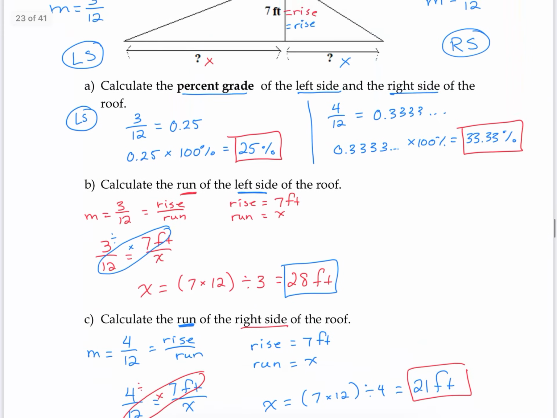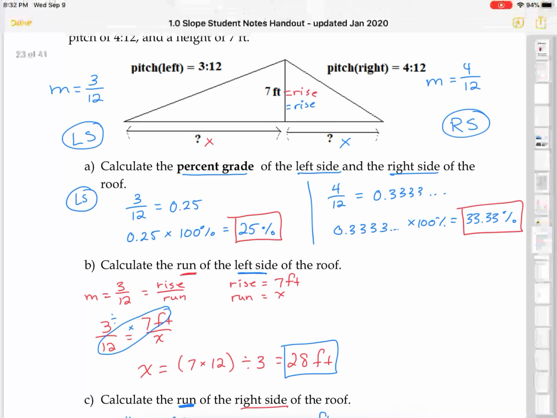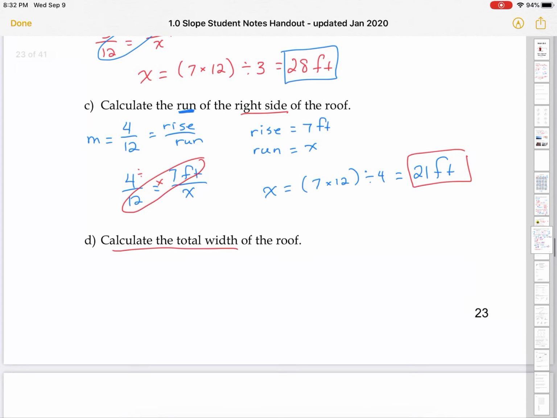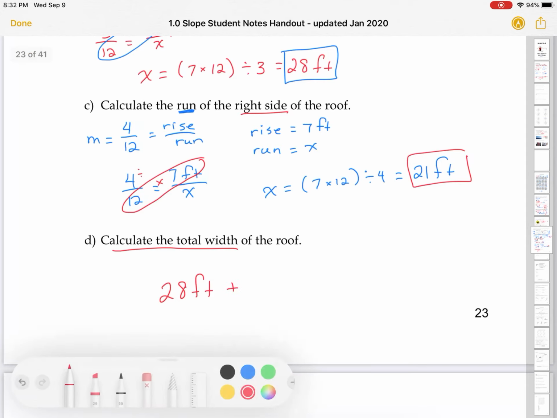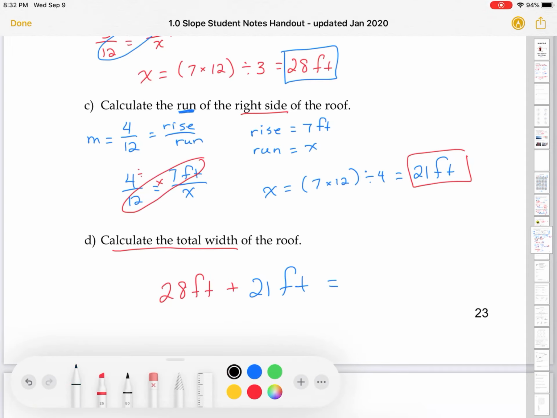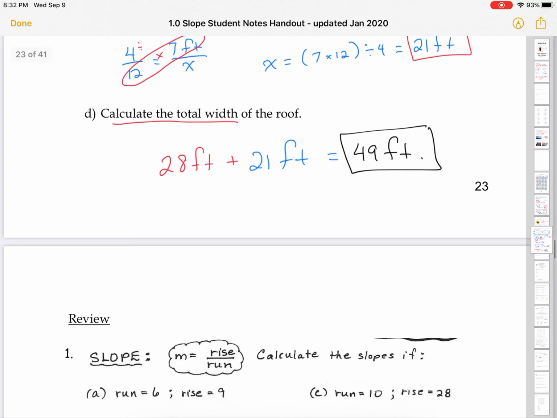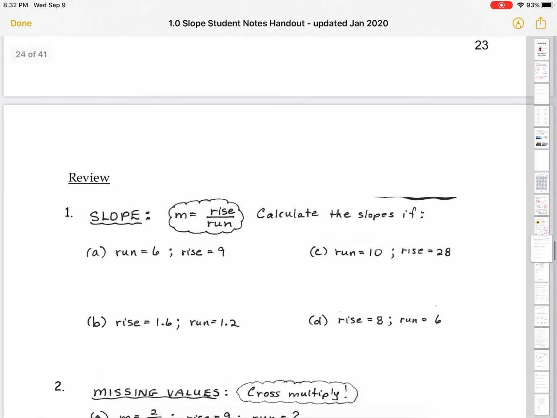Now it says calculate the total width of the roof. Well, if I look, the total width is going to be the left side run plus the right side run. So we're just going to take our 28 feet plus our 21 feet, and that will get us our total distance. 28 plus 21 is 49 feet. And that is the total width of the roof. So sometimes it's just breaking down what we know and what we're looking for.